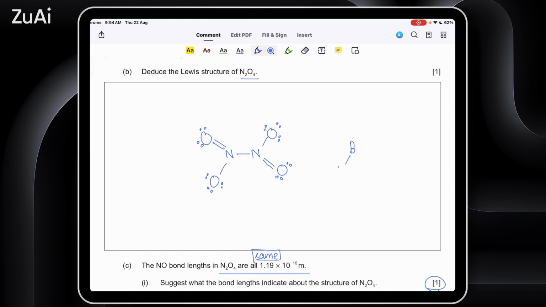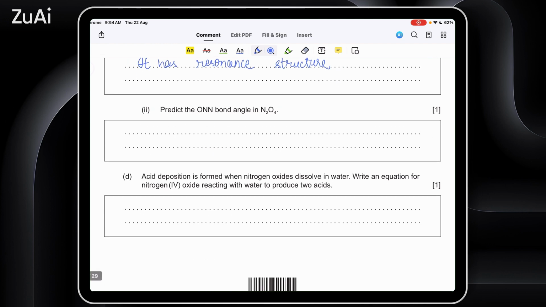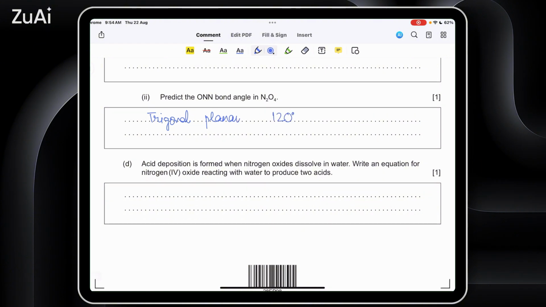AB3 structure. So AB3 is always trigonal planar. So we can say that it is trigonal planar, and trigonal planar always has the angle 120 degrees.